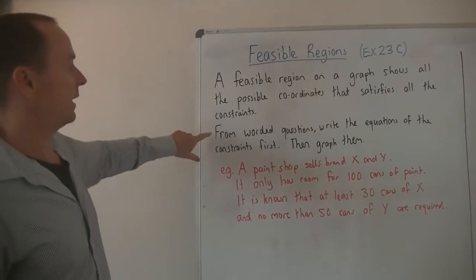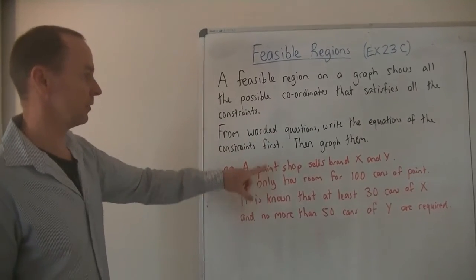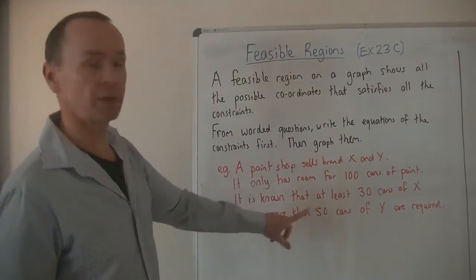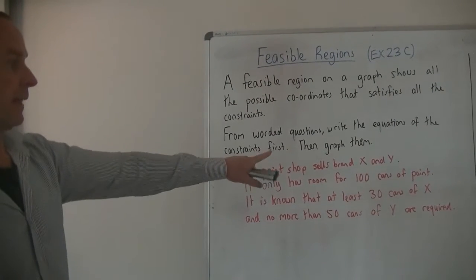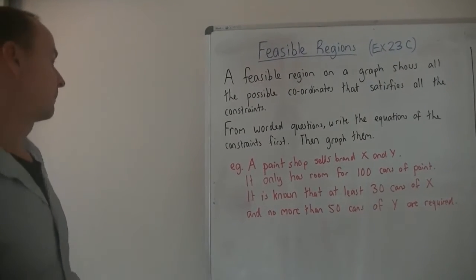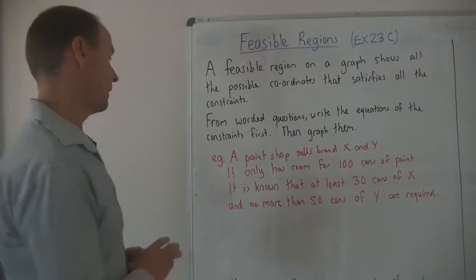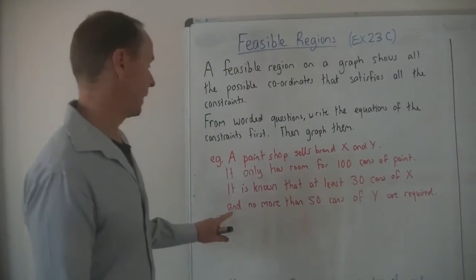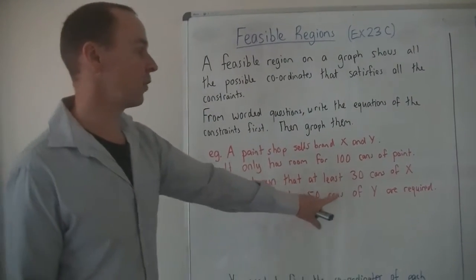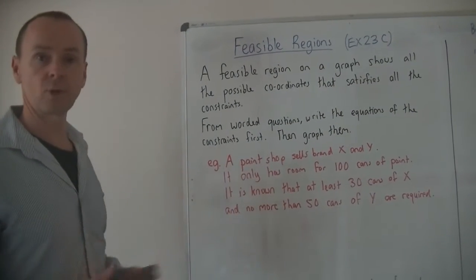So I said here, the way to do this, from word questions, write down the equations of the constraints first, and then graph them. So we're going to go through an example right now together. A paint shop sells brand X and brand Y of paint. It only has room for 100 cans of paint in total. It says there, it is known that at least 30 cans of X and no more than 50 cans of Y are required. So from this information, we have to write down some equations.